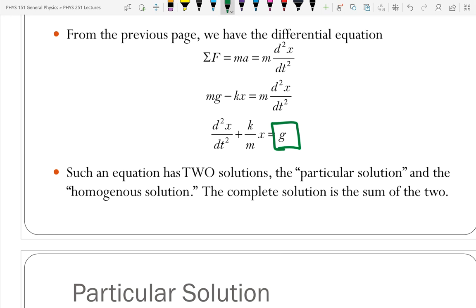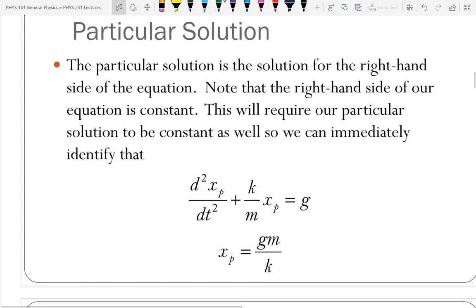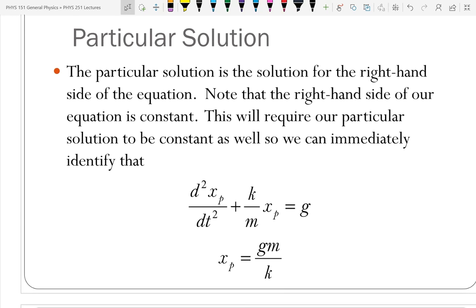That's what the deal is with the particular solution and the homogeneous solution. The particular solution is what gives me the answer on the right-hand side. The homogeneous just gives me 0, so it's something I can add to my solution and it doesn't change anything. So we have to have two different calculations for the solution. The particular one is the easier one here, so I did it first. So for the particular solution, I have to have it equal to g.